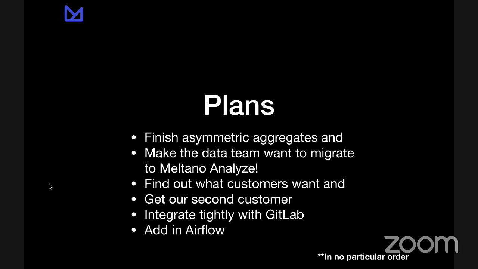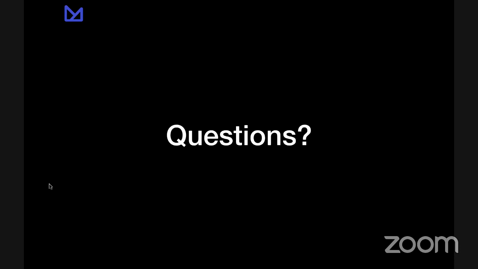Our plans are to currently finish asymmetric aggregates, and by doing that, make the data team want to migrate to Meltano Analyze. We're working with the data team to find out what things are the most useful to them. We're finding out what customers want, we're working on getting our second customer, and we're going to integrate tightly with GitLab and add in Airflow. All of these ideas are individual plans, but they are in no particular order. They're not prioritized because they all need to happen.